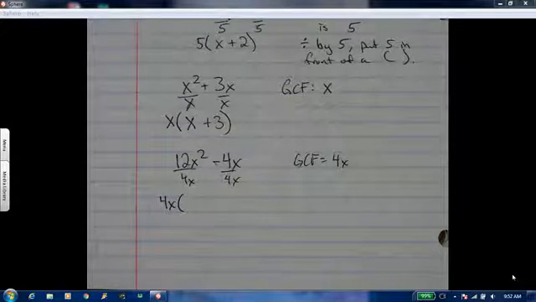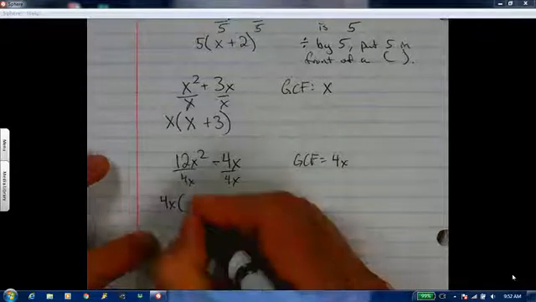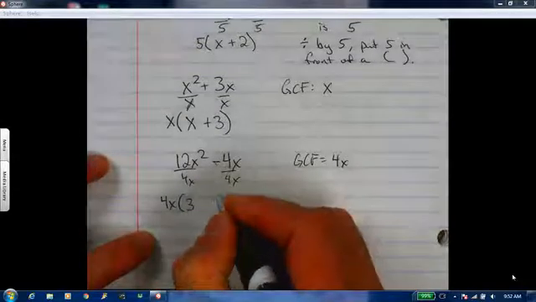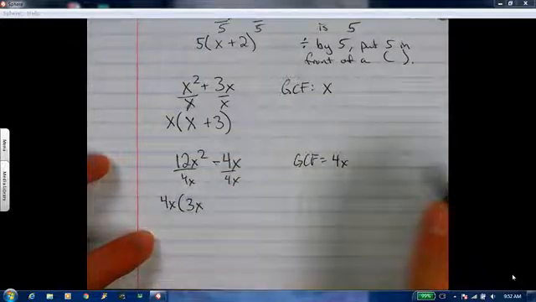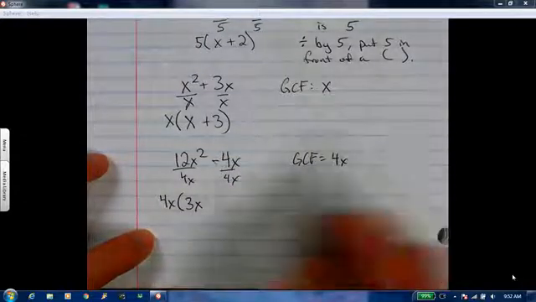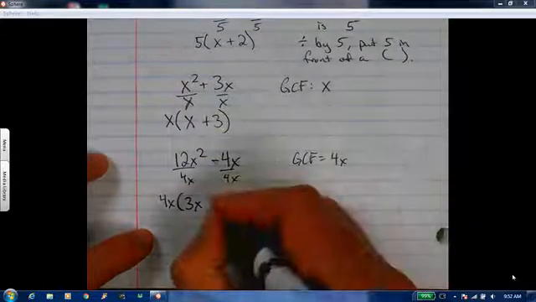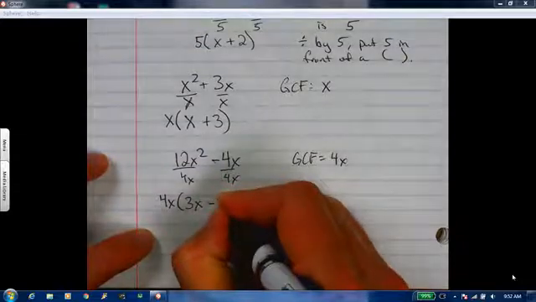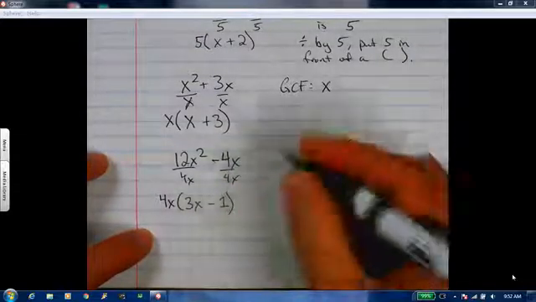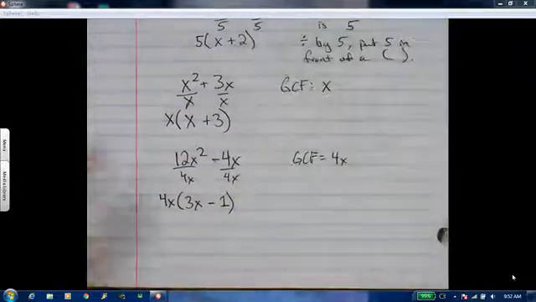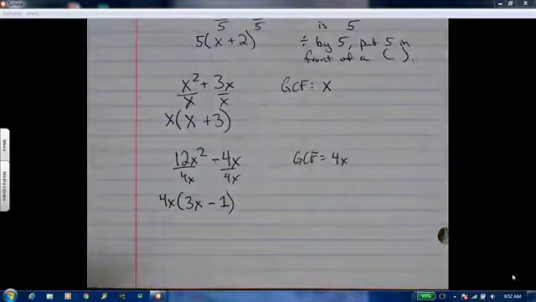So 12x squared divided by 4x, 12 divided by 4 is 3. X squared divided by x is x. So is it just 4x times 3x because those cancel off? No, because you have a negative. Minus 1. Because they are identical. When you divide something by itself, you equal 1. 5 divided by 5 is 1. So 4x divided by 4x is 1. So that would be the answer right there.